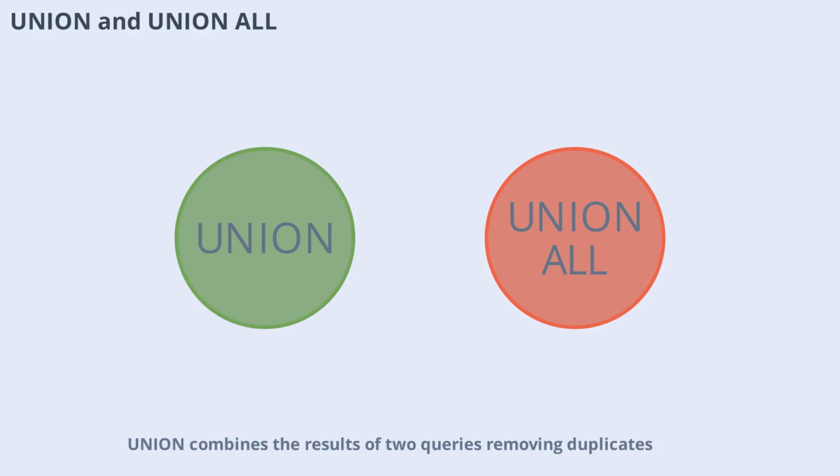Union combines the results of two queries, removing duplicates. Union all includes all results, even duplicates. For example, select name from employee union select name from manager. These operators are useful for merging datasets.